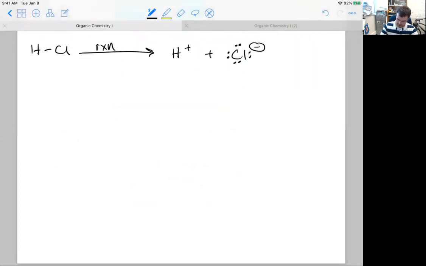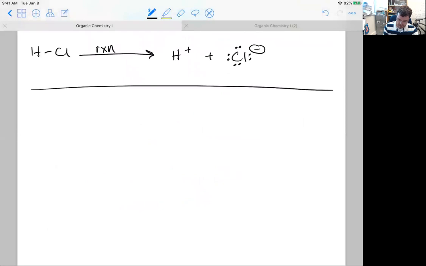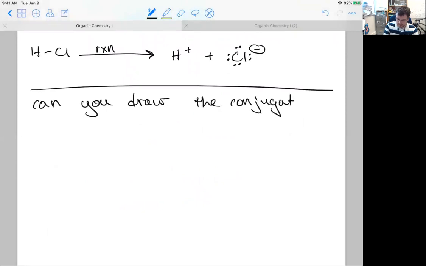Now, what I want us to be able to do is, can you draw the conjugate acid base pair? Okay, some new terms here, but it all utilizes what we've talked about above.